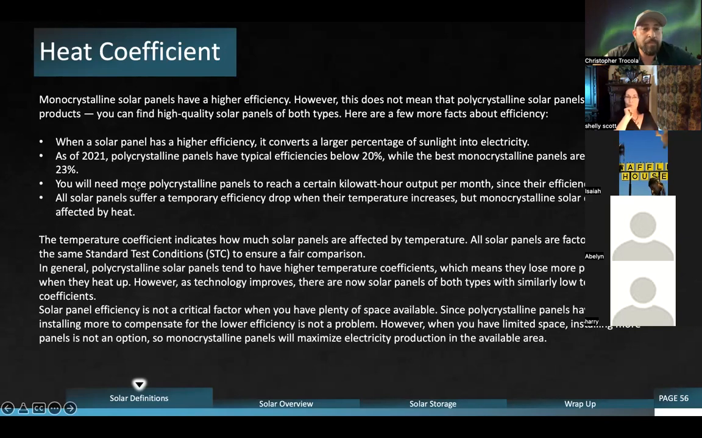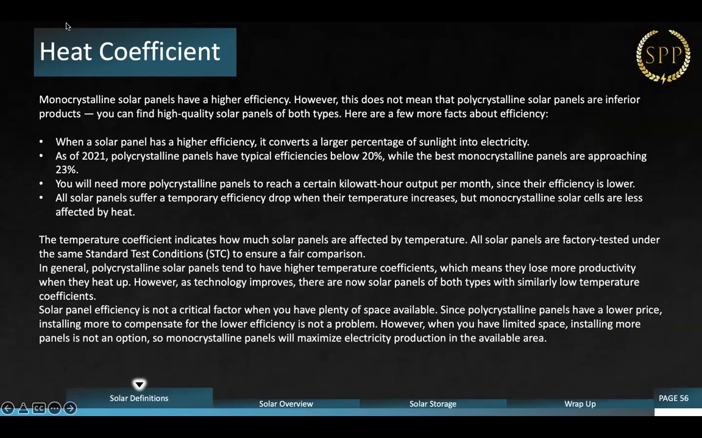Okay. So the temperature coefficient indicates how much solar panels are affected by the temperature. All solar panels are factory tested under the same standard conditions, or the STC, to ensure fair comparisons. So that means you don't have to take a manufacturer's word for it. They've been tested under the same conditions as the worst panel that's available.